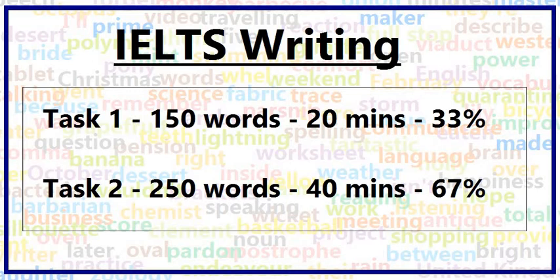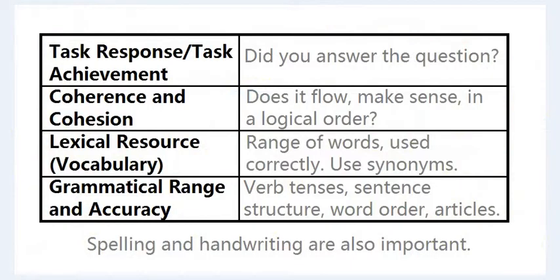In Task 2, it's a bit longer. You should write at least 250 words and spend 40 minutes on that one, and it's worth 2/3 of your final score. Both of the tests are marked on the following 4 criteria: task response or task achievement, coherence and cohesion, lexical resource, and grammatical range and accuracy.